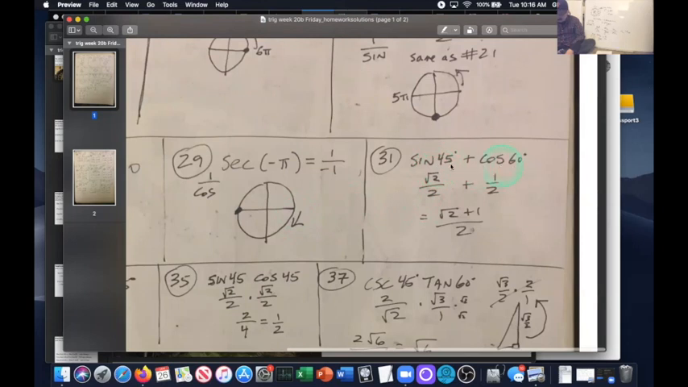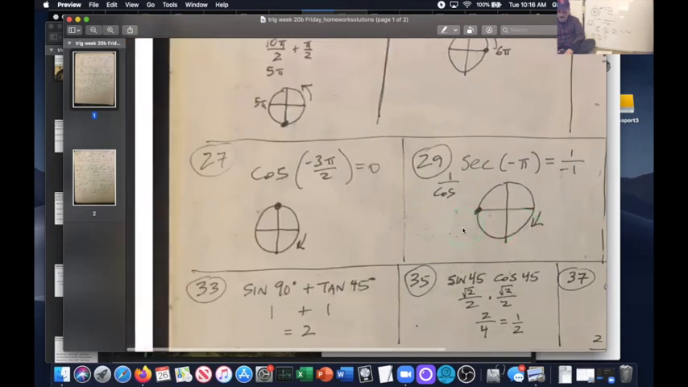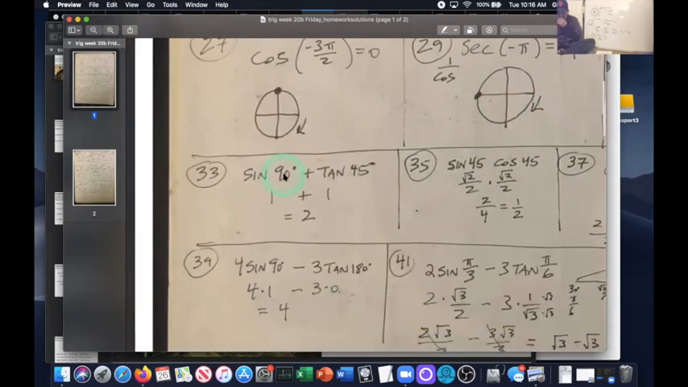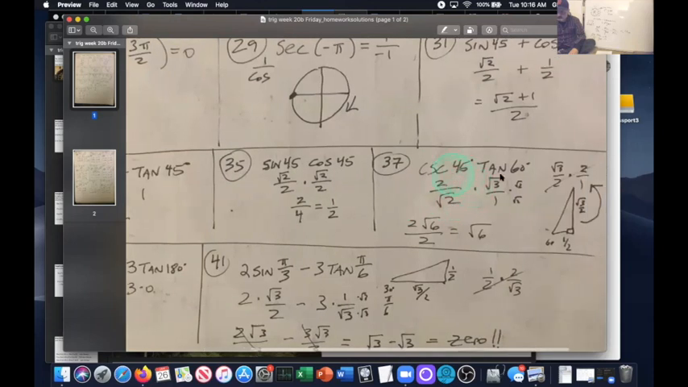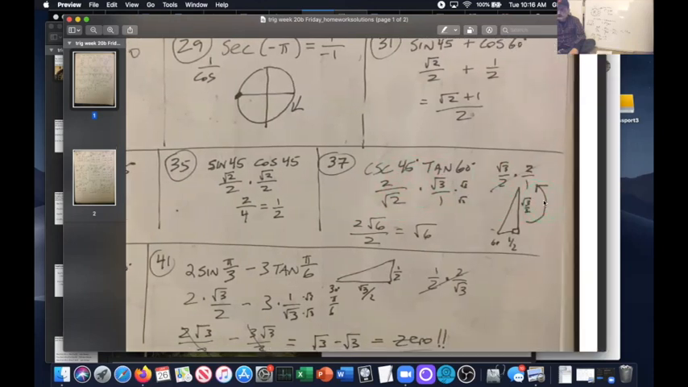Okay, so then here, these two come from the 45 and 60-degree triangles, right? And so boom. And 90 degrees, well, that's the location on the unit circle. The sine is the y. The tangent of 45 is going to be 1. Again, okay, and then it's just the same thing, just knowing these exact values for the 30, 60, 90 triangles.